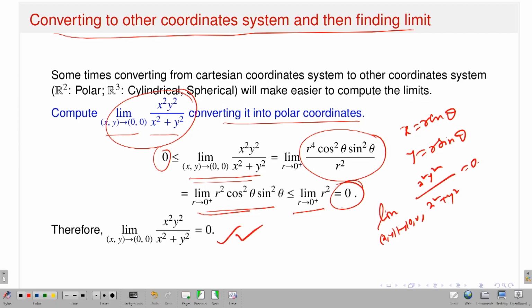So what I am trying to say is that by looking at the function, if you change the Cartesian coordinates to some other coordinates like polar, cylindrical or spherical coordinates, sometimes the calculation is easier to show whether the limit exists or does not exist. So that's the main point.